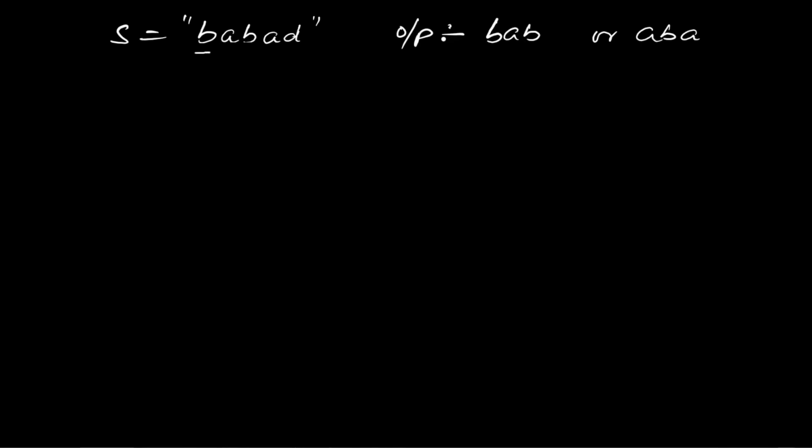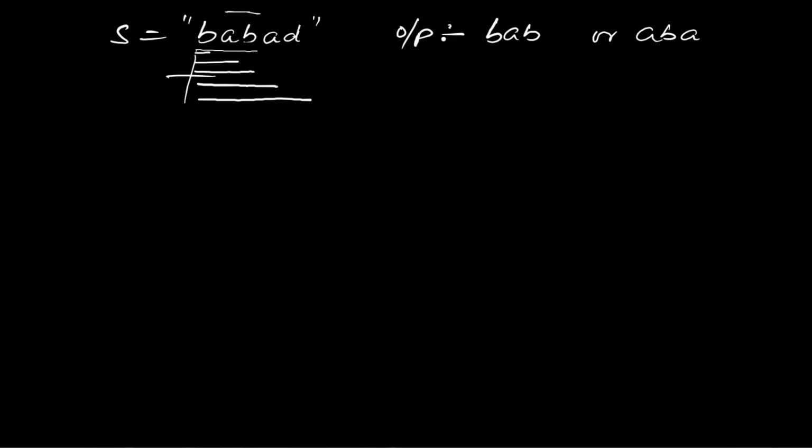B can be a substring, BA can be a substring, BAB can be a substring, BABA can be a substring, BABAD can be a substring. Any contiguous part derived from this string can be referred to as a substring. So among these, which substrings are palindromic? We can see that BAB is a substring which is also palindromic.